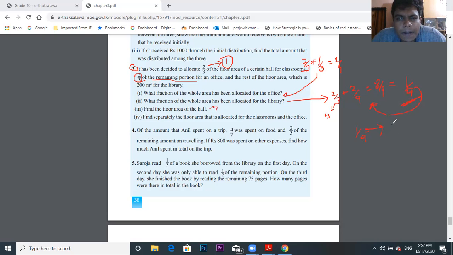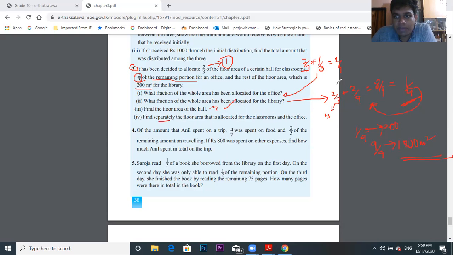1/9 is how much? 200 square meters. That means 9/9, the total, will be 200 multiplied by 9. 2 into 9, 18. 1,800 square meters. Find separately the floor area allocated for classrooms and the office.